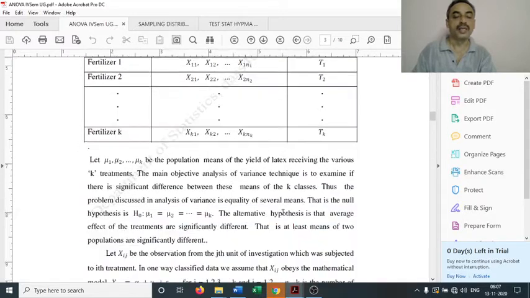It goes like that. Now, we assume that mu1, mu2, etc., mu-k are the averages of the populations receiving the first, second, etc., the kth treatment. So the null hypothesis in one-way classified data will be H0: mu1 equals mu2 equals, etc., equals mu-k. The aim is to test whether all these k population means are equal or not, against the alternative hypothesis that the average effects of the treatments are significantly different.